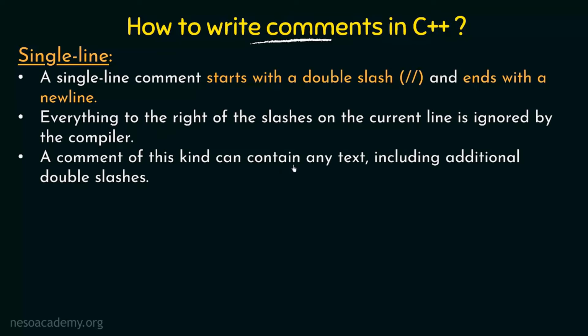A comment of this kind can contain any text, including additional double slashes. Just remember that this is only for single lines. If you want to comment two lines using single line comments, you will have to put a double slash on both lines. That is how multiple lines can be commented using single line comments.